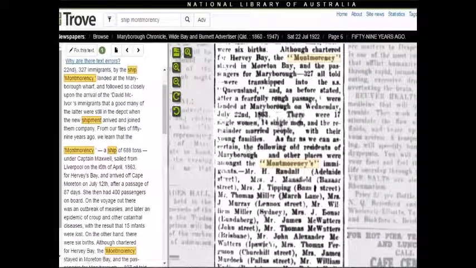Then you have things like tracking a specific ship. This is the Montmorency, which did 3 voyages to Queensland carrying immigrants, predominantly Irish and Scottish immigrants. This is just giving a little overview, and it's a few years later. This is 1922, so it's giving you the names of some of the immigrants and where they are now.